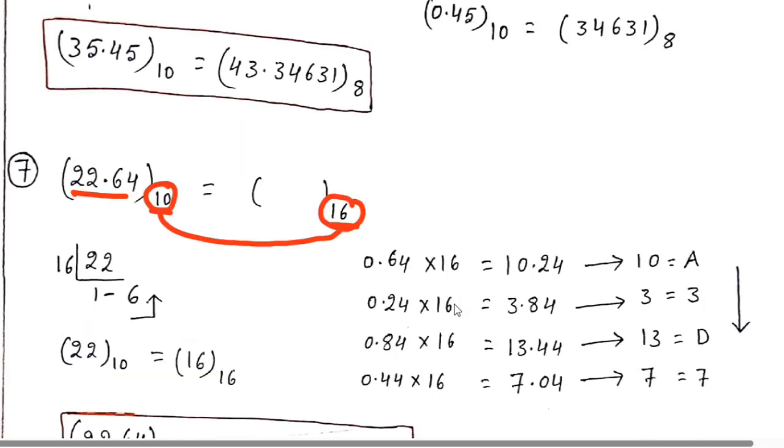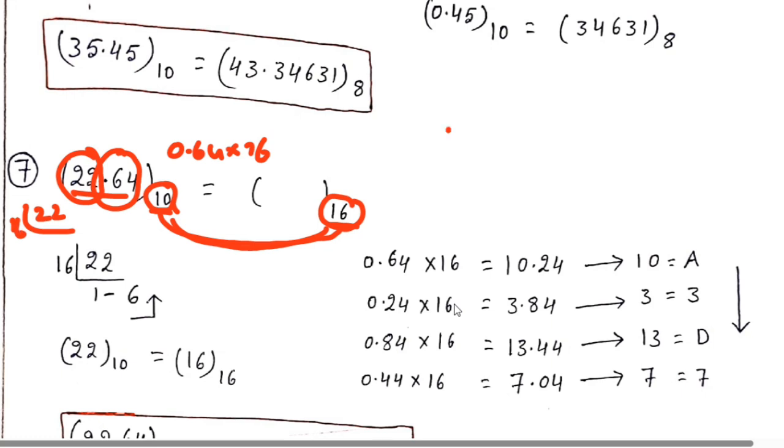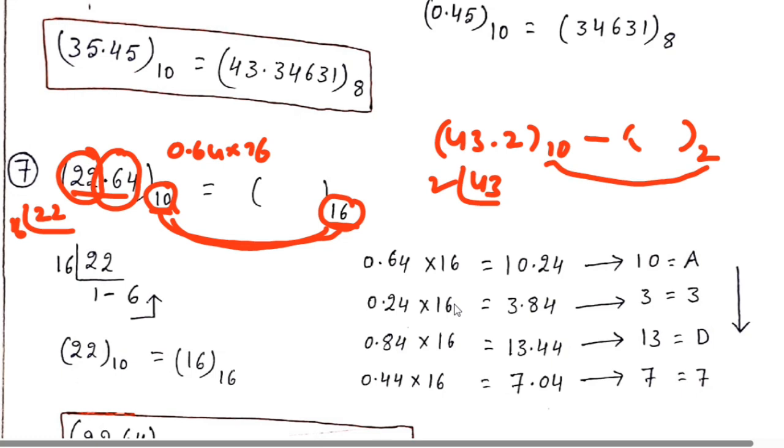For example, if you are converting a decimal number into binary, the integer part must be divided by 2 and the fractional part must be multiplied by 2. Take 43.2: 43 must be divided by 2, because we are converting into binary, and 0.2 multiplied by 2.